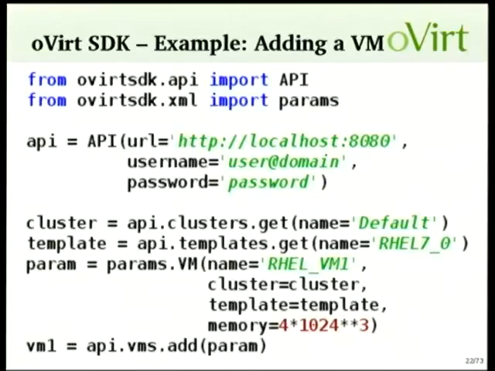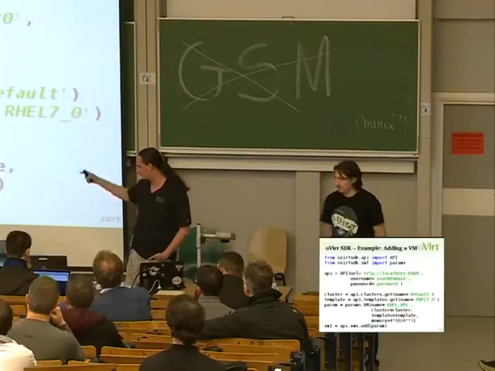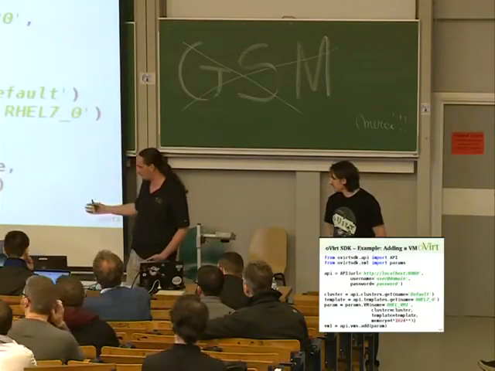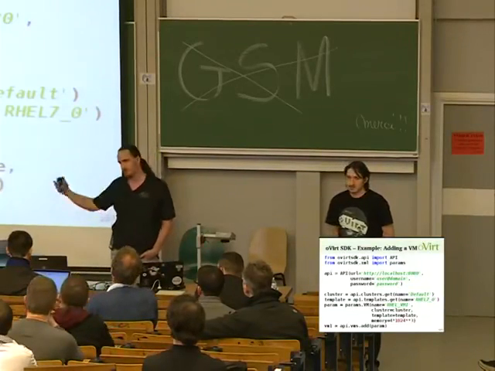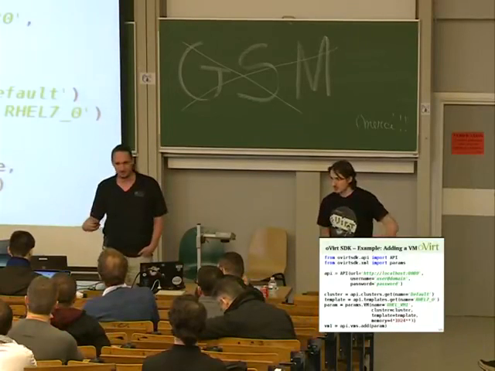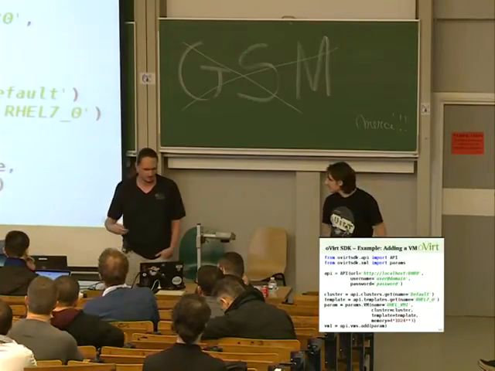So basically, how to add a new VM is just a few more steps. Again, we import the API and create a proxy for it. But we also need to specify a cluster and a template to create a VM. So we get the cluster, we get the template, and we create a parameter of the VM that we want to create. So basically name, cluster, template, and the amount of memory. We send it to the API VMs collection. We call add, and we get back the VM object that we can further act upon, like start this VM or add disks, add network resources, other kinds of devices.